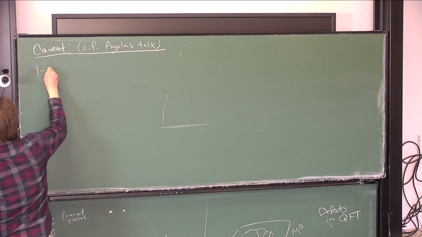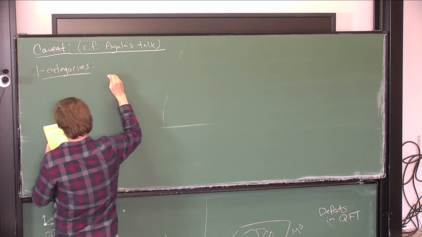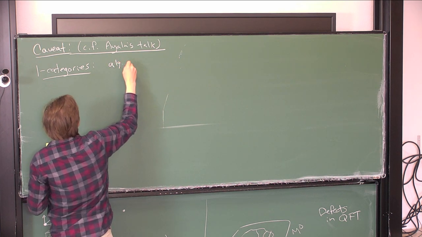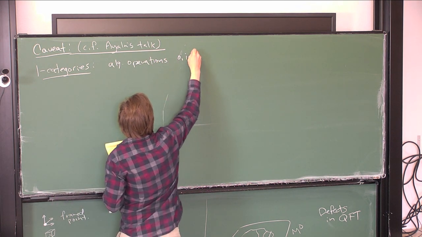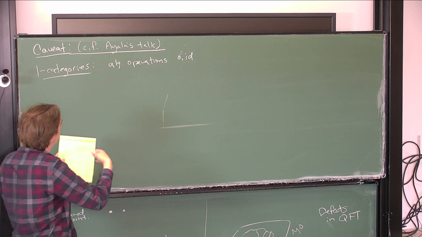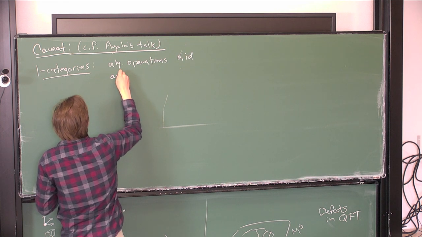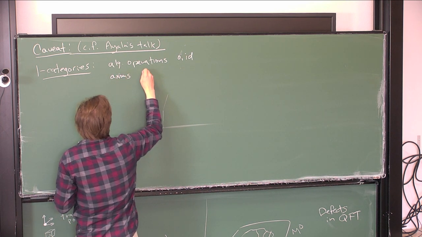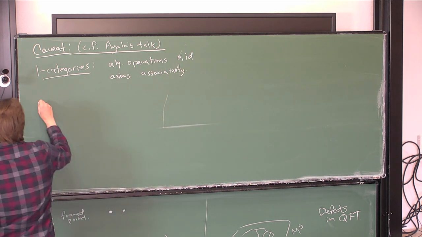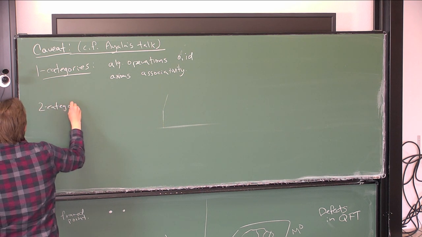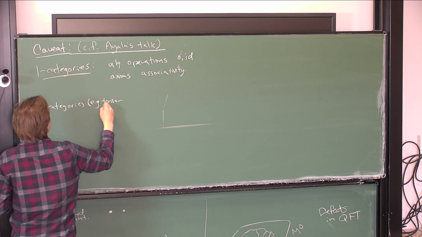So, okay, one categories, we know what those are. So you have some algebraic operations, namely composition and identity. So you can compose morphisms in a row, and you have an identity morphism, and you have axioms, such as associativity. Okay, two categories, e.g. tensor categories, if you want something more concrete.